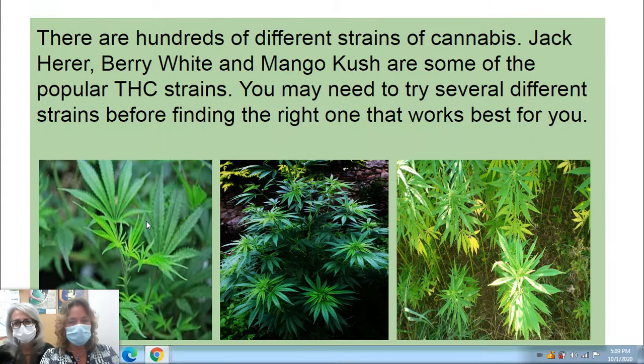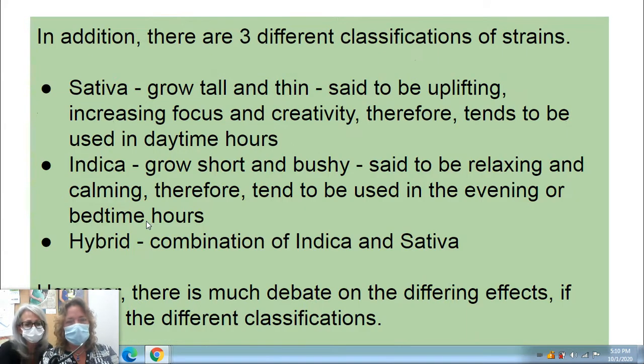There are hundreds of different strains of cannabis. Jack Herer, Berry White, and Mango Kush are some of the popular THC strains. You may need to try several different strains before finding the right one that works best for you. In addition to the strains, there's 3 classifications or categories of strains.